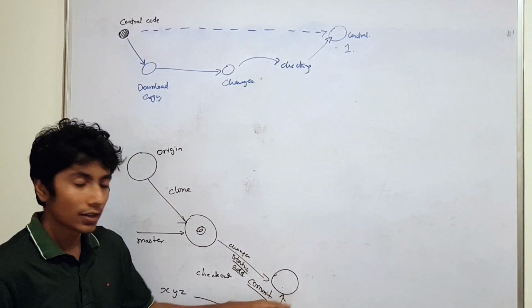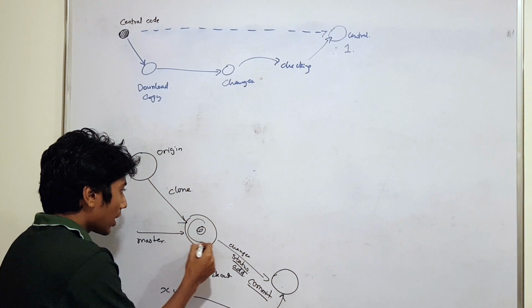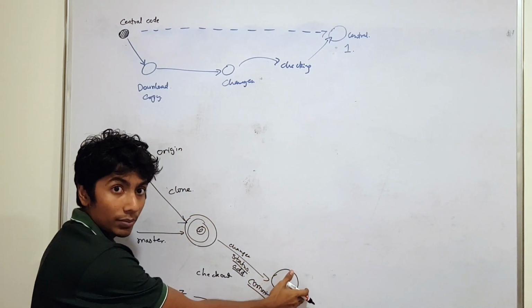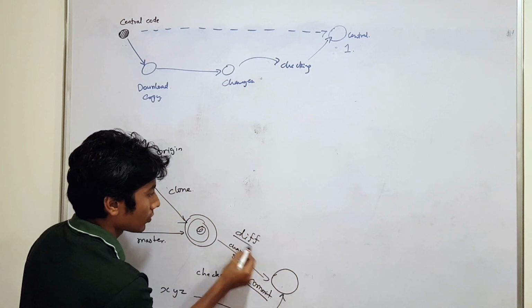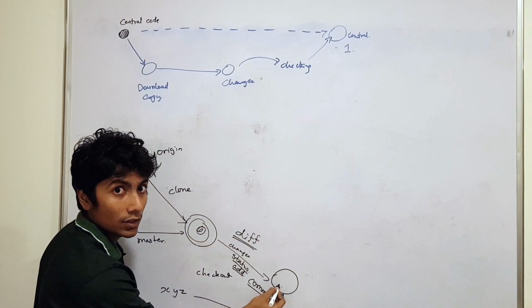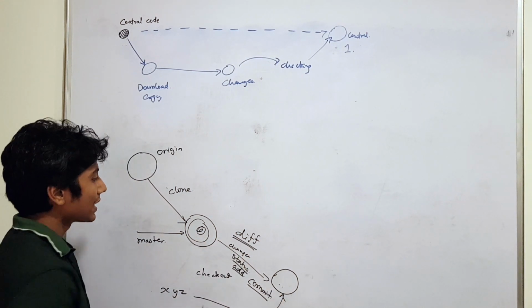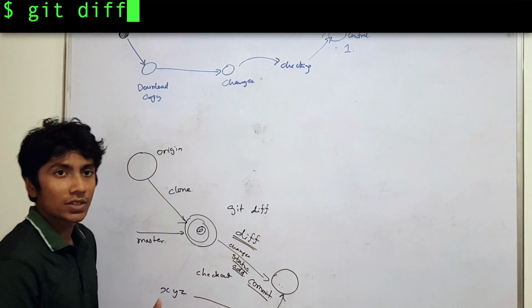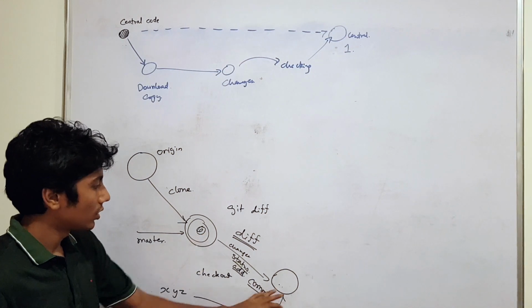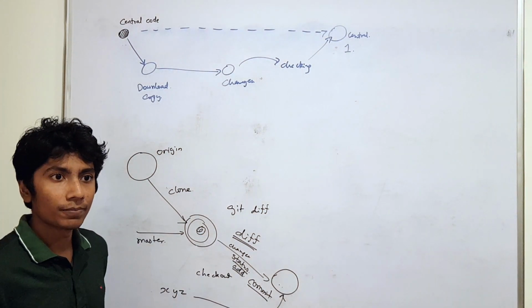When you make a commit, it's not copying the entire version into something new. All it's doing is just taking differences from this to this. Okay, and in fact, there's a command called git diff, which tells you what the difference is from this point to this point once you have made the commit.